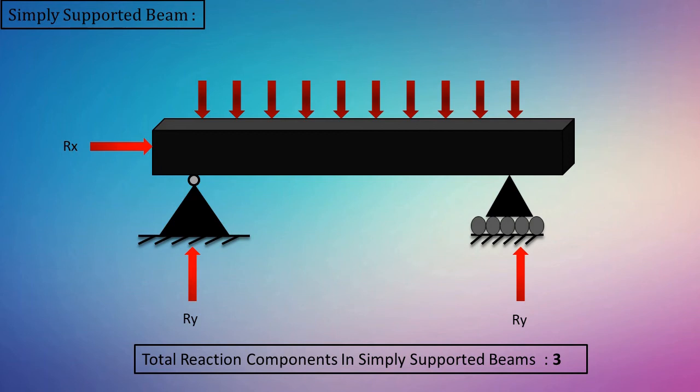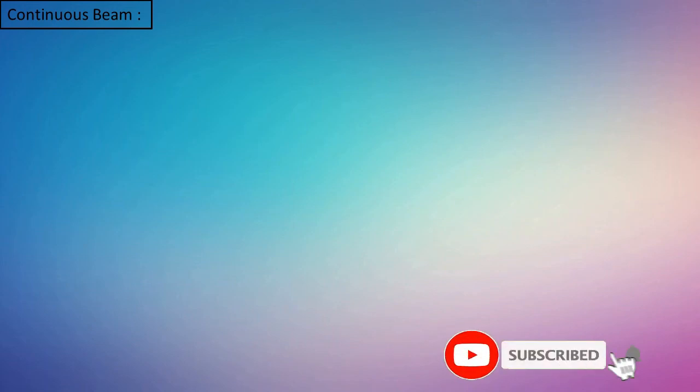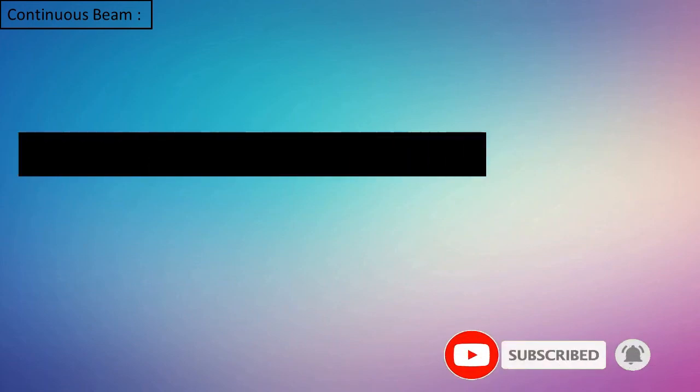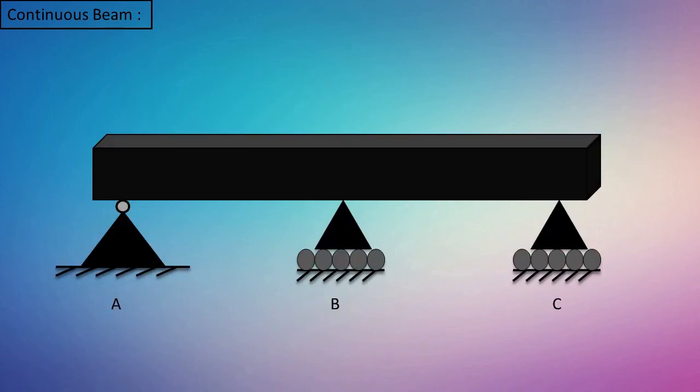So this was all about the simply supported beam. Now we will see what a continuous beam is. As the name suggests, it is the type of beam which is continuous over more than two supports. This is a simple case, as we can see the beam is resting over three different supports. Such beams are called continuous beams. In structural notation, we represent this type of beam like this, in which we can see that the beam is continuous over one hinge support and two roller supports.